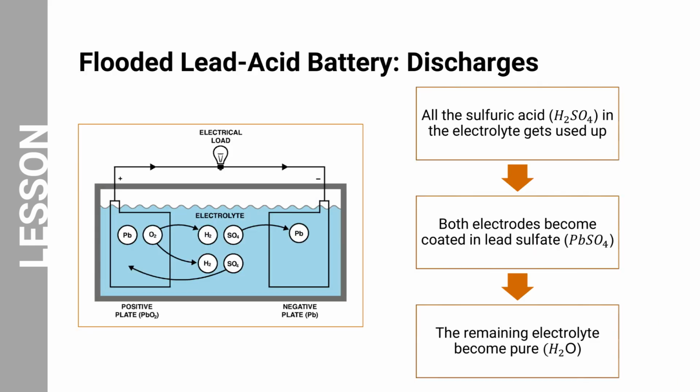When a flooded lead-acid battery discharges completely, the following occurs. All the sulfuric acid, chemical formula H2SO4, in the electrolyte gets used up. Both electrodes become coated in lead sulfate, chemical formula PbSO4. The remaining electrolyte becomes pure water, chemical formula H2O. In this state, the battery can't deliver electricity because there's no more sulfuric acid for the chemical reactions.